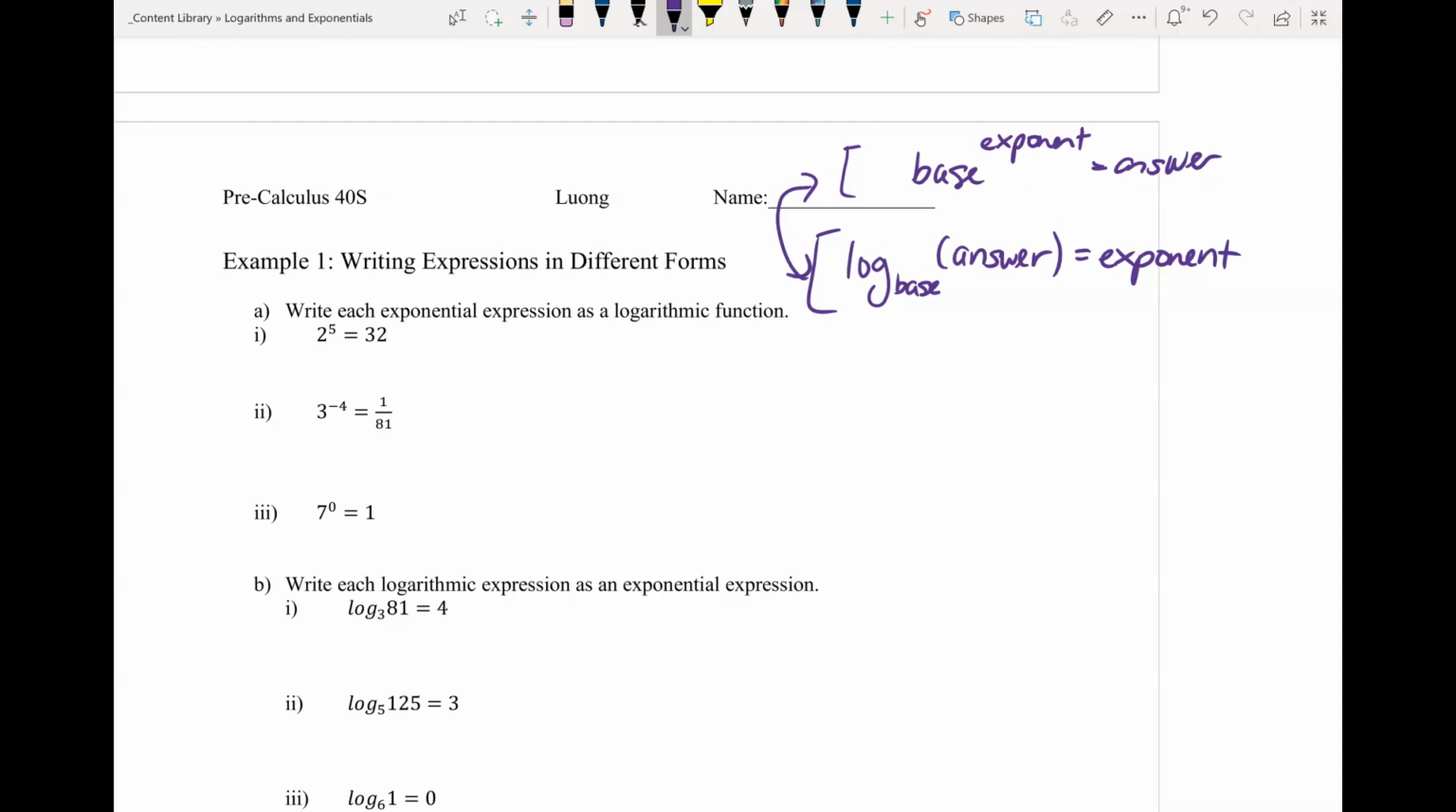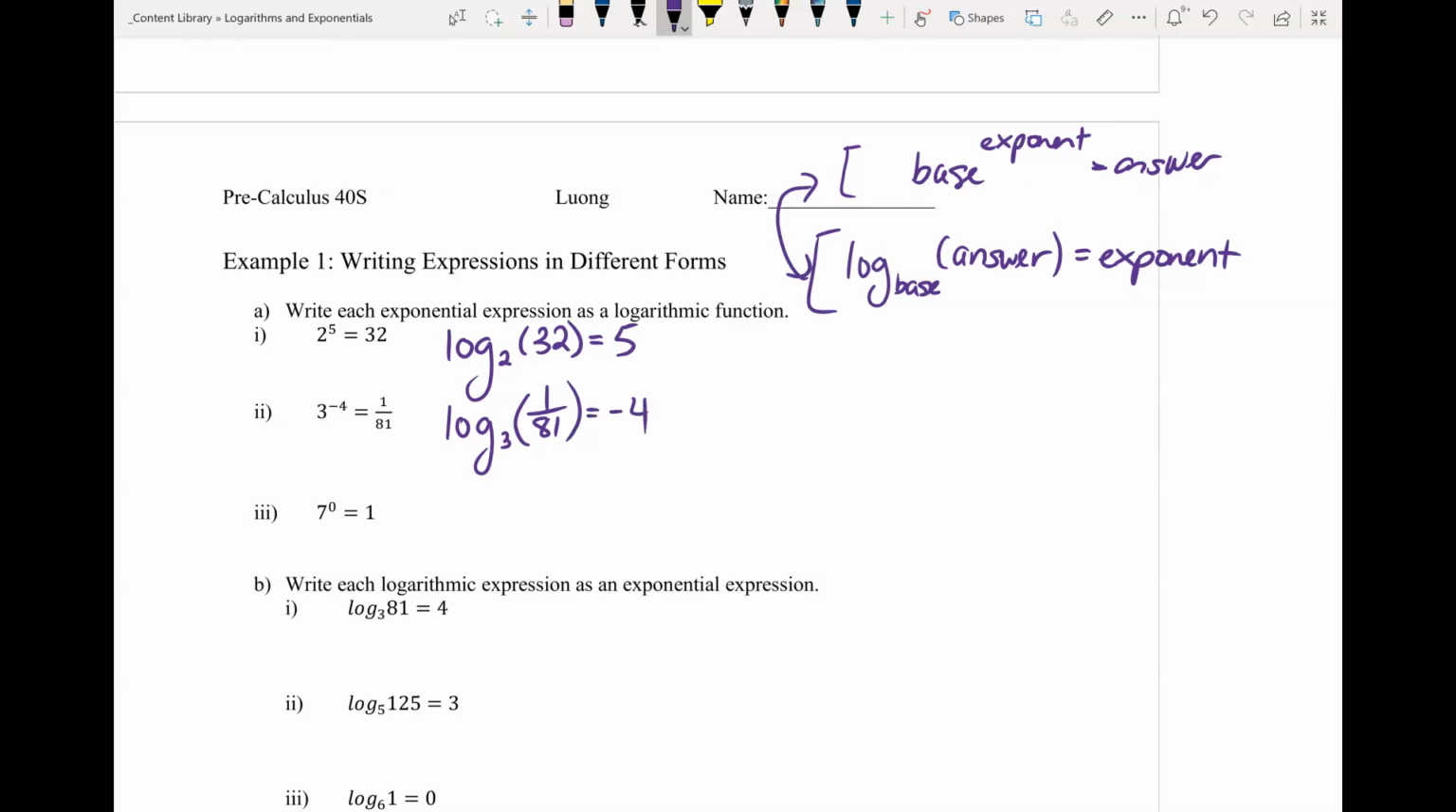If I'm given exponential form, I change it to logarithmic form. I look at my base, which is the tiny subscript number by our log, which is 2. Then I insert the answer, in this case 32, which is equal to the exponent, and that is 5. Let's try another one. Our base is 3. Our answer is 1 over 81, and our exponent is -4.